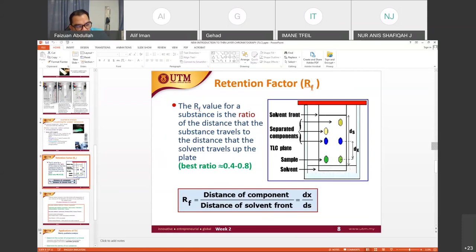Yes, Gerhard, you have a question? Yes, for the dx. Can you explain it further, please? For the what? Distance of component. Distance of component is the distance between the first introduced.